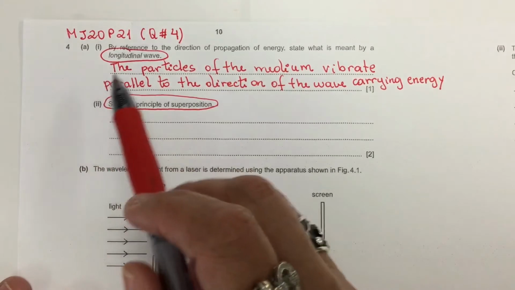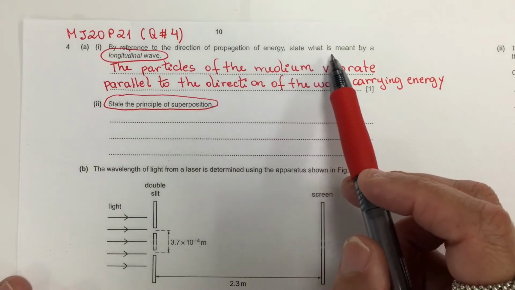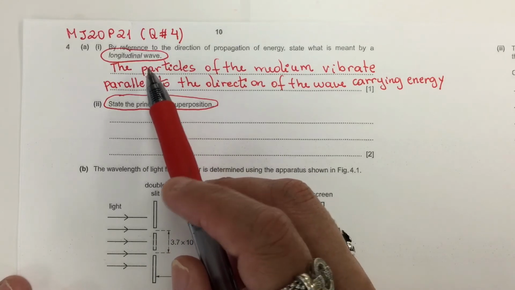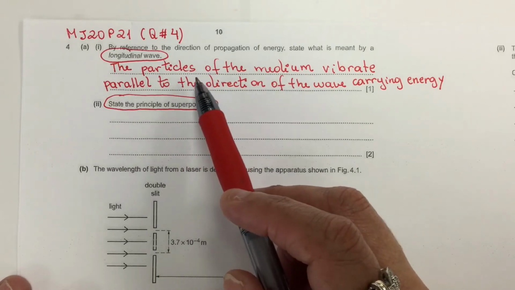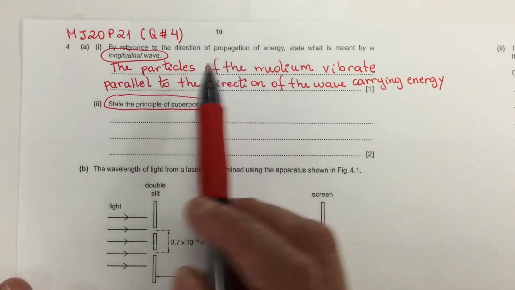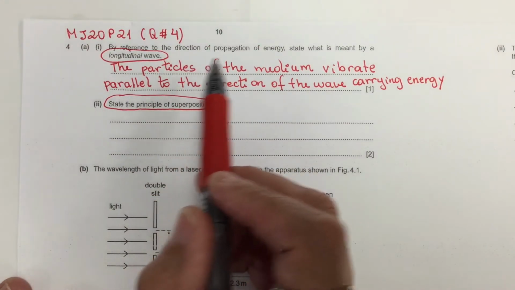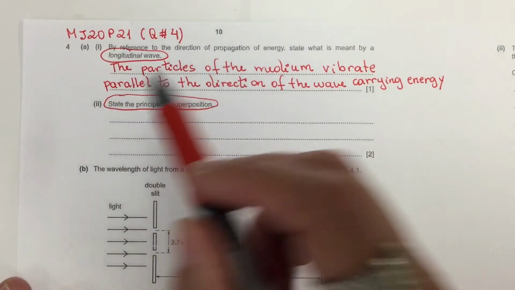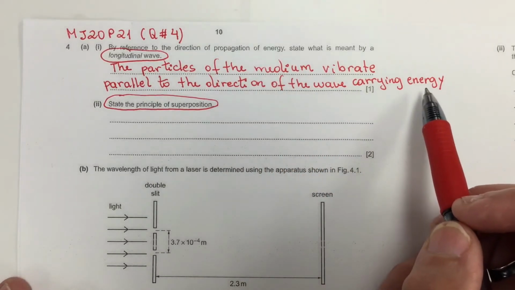Question 4a. By reference to the direction of propagation of energy, state what is meant by a longitudinal wave. So a longitudinal wave is a type of mechanical wave that requires particles to carry its energy. Those particles vibrate parallel with the direction of propagation. If the propagation is going this way, the particles are vibrating back and forth in that direction. And because of the vibration, the particles bump into each other, and for that reason carry the energy of this wave.